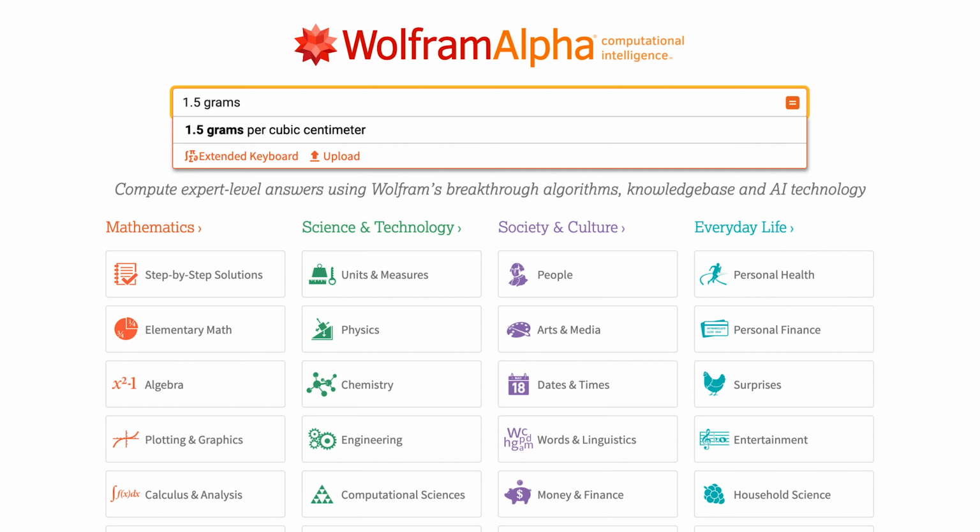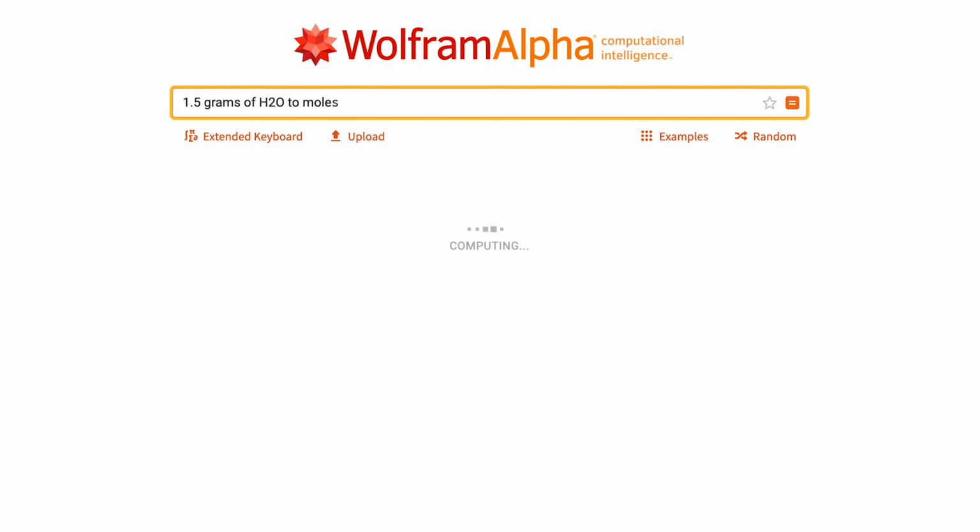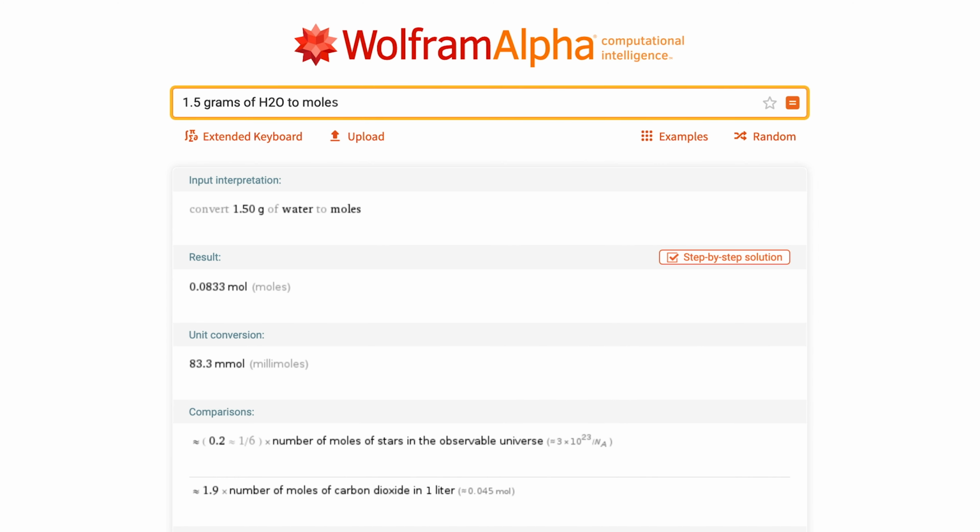Next, give either the name or the chemical formula, for example water or H2O. Finally, type 2 moles, which is the desired unit. Now press Enter. Wolfram Alpha will compute the answer.